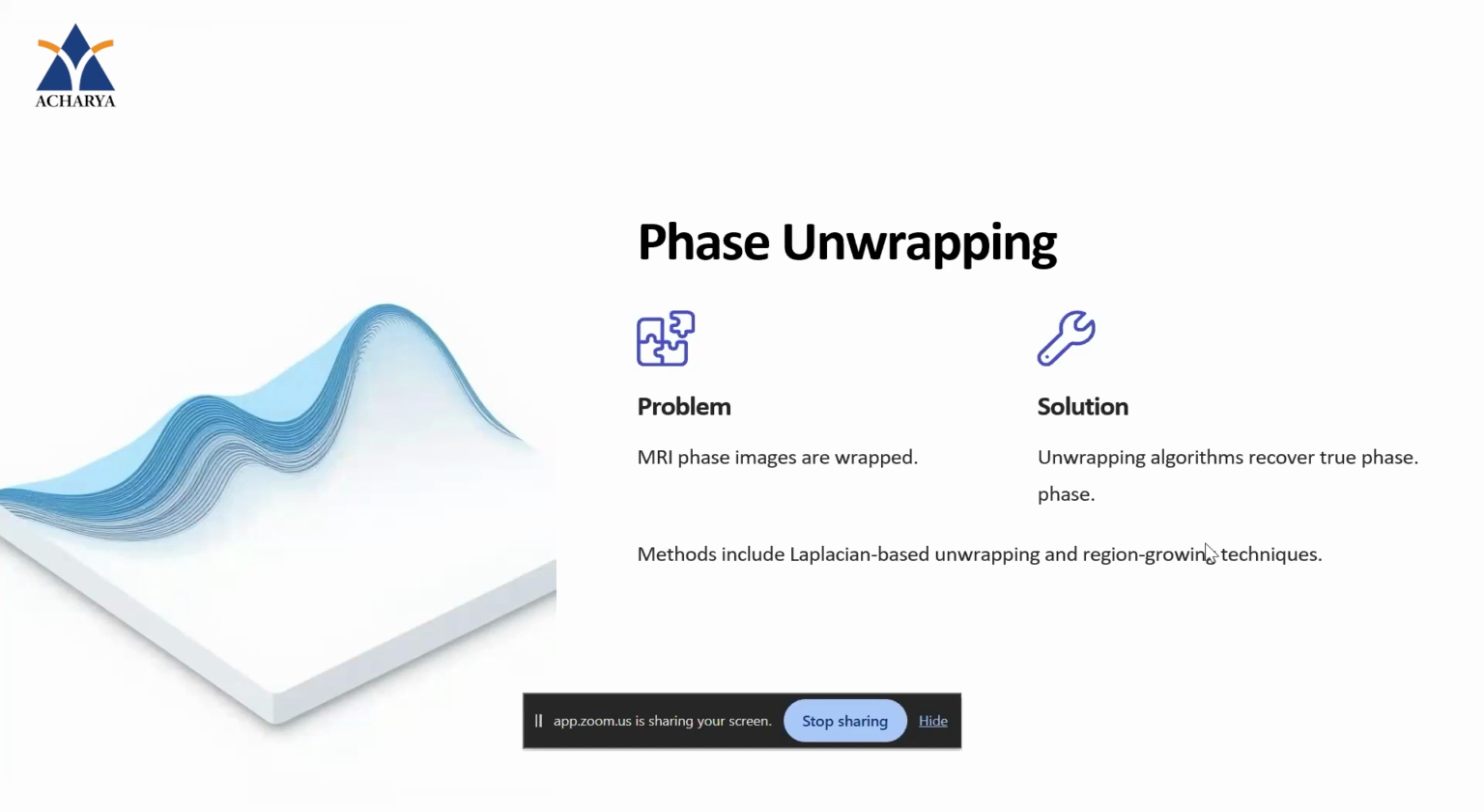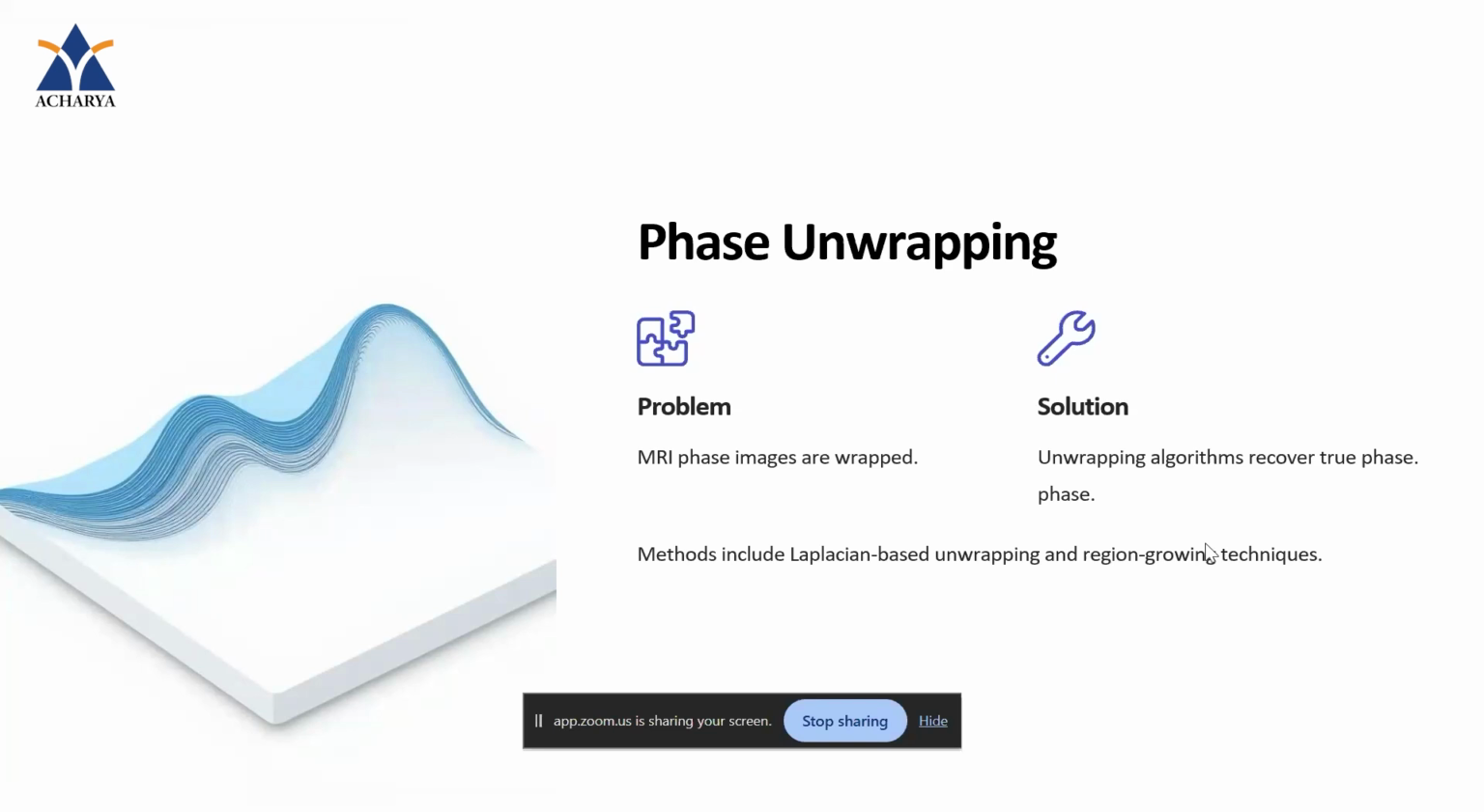In Laplacian based unwrapping, first what we are getting is artificial discontinuities, right? So in this method, those artificial discontinuities will be smoothed out, so they will be removed. And in the second, region growing techniques, it will iteratively recover the correct phase values. Whatever the correct phase values are, they will be recovered. So there are two methods: Laplacian based unwrapping and region growing techniques.